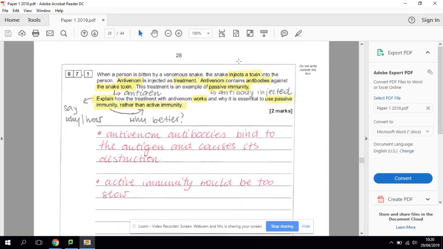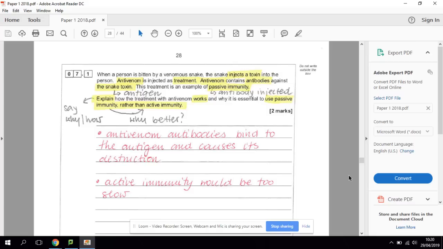Question 7. A person is bitten by a snake and the snake injects toxin. Antivenom is injected as treatment, and antivenom contains antibodies against the snake toxin. So in other words, the snake toxin works as an antigen. And this treatment is an example of passive immunity. So passive immunity is the form when the antibody is injected.